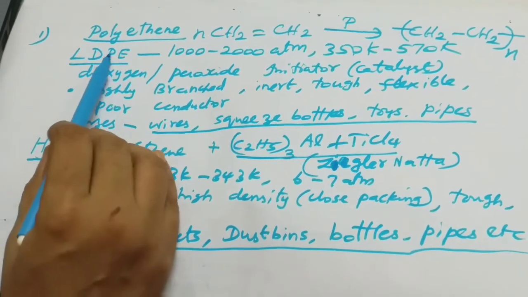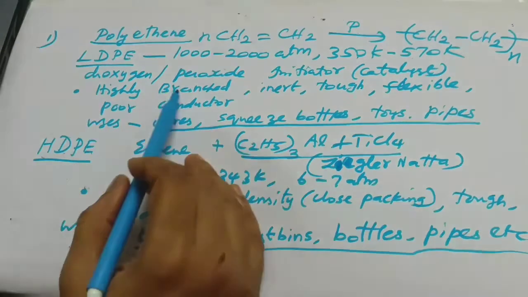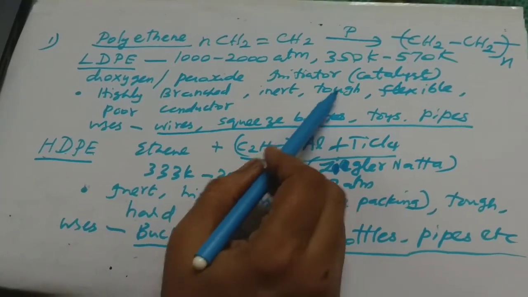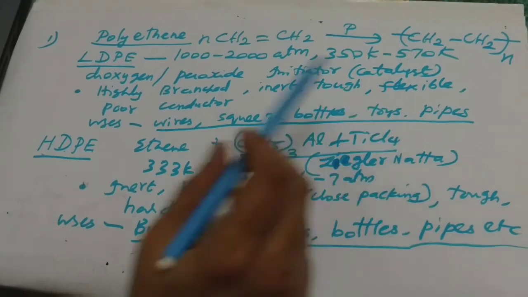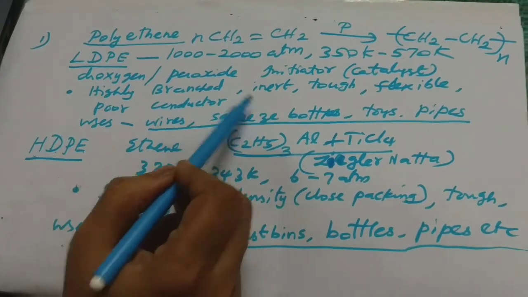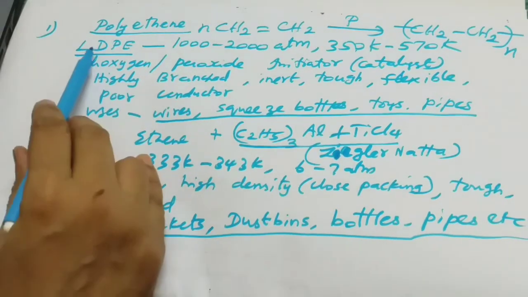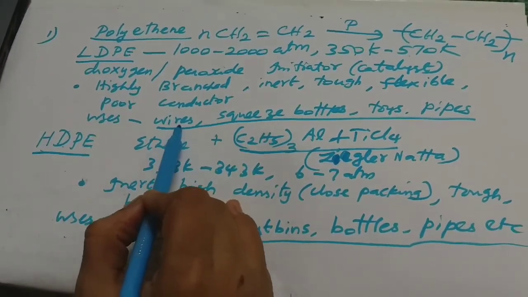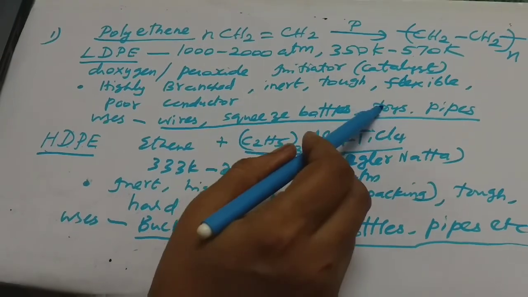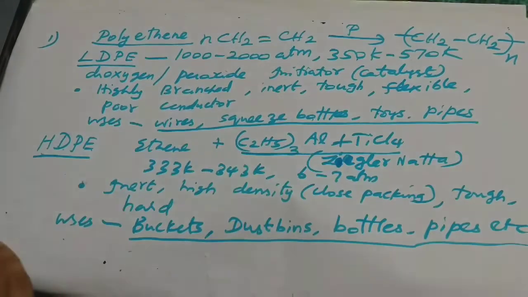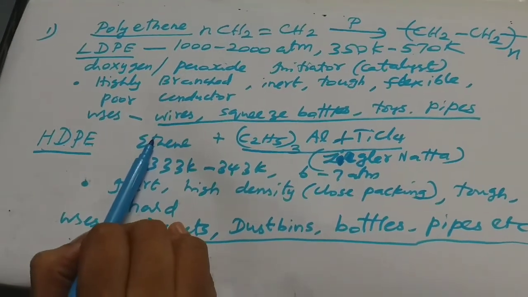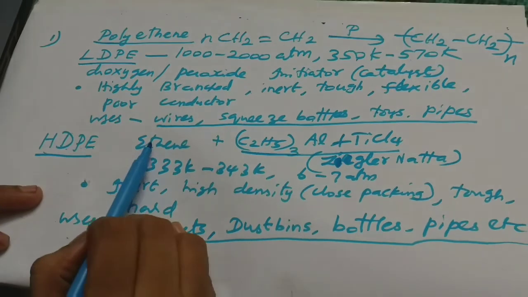This low density polyethene is a highly branched polymer, and it is chemically inert. It is tough, but at the same time it is flexible, and it is a poor conductor of electricity. Where do we use this low density polyethene? It is used for making wires, squeeze bottles, toys, pipes, etc.